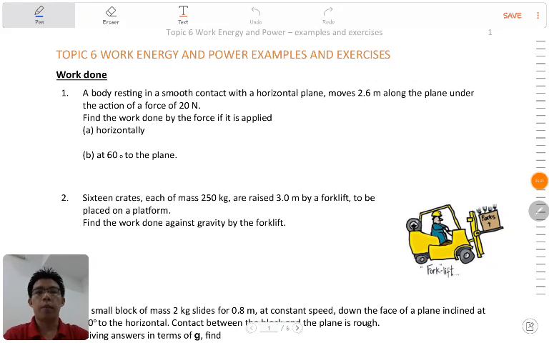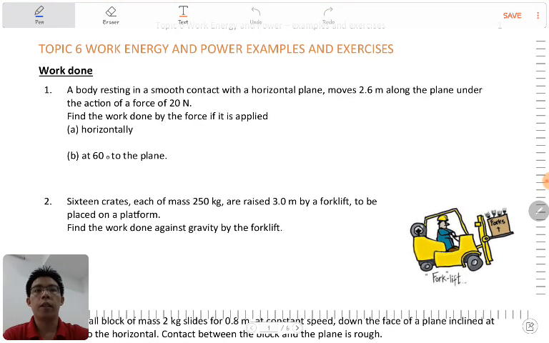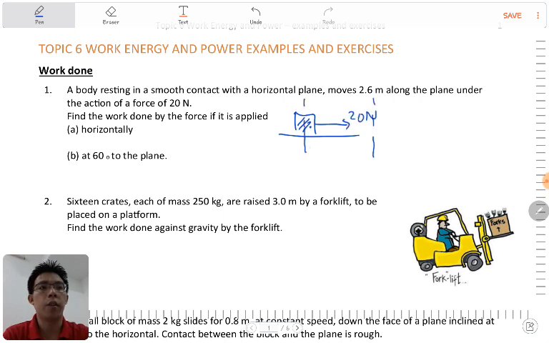Okay, let's look at some example questions on the concept of work done. We have a body resting in smooth contact with a horizontal plane, moved 2.6 meter along the plane under the action of a force of 20 Newton. So we have this body and we have 20 Newton here that moves it for a distance of 2.6 meter. What is the work done if the force is exerted horizontally? That will be work done equals force times the displacement. So we have 20 times 2.6.